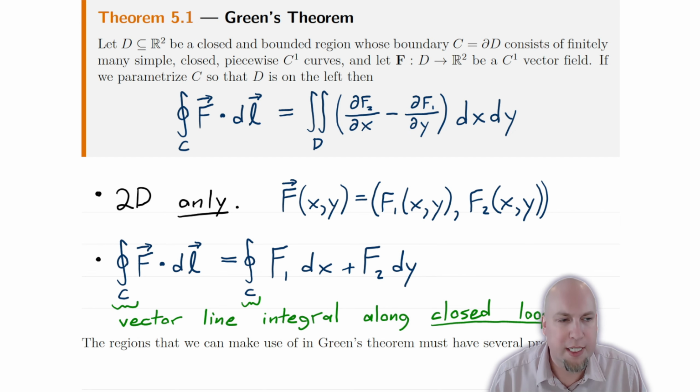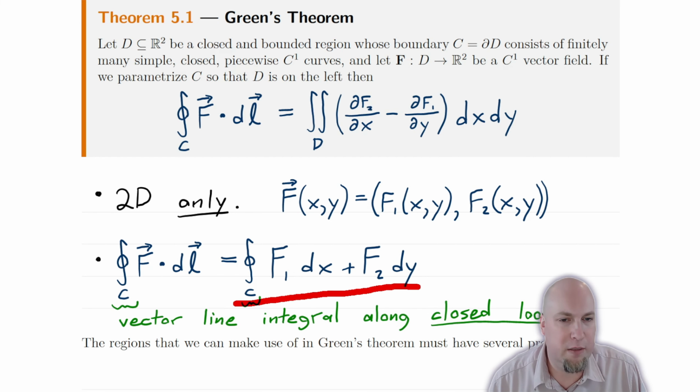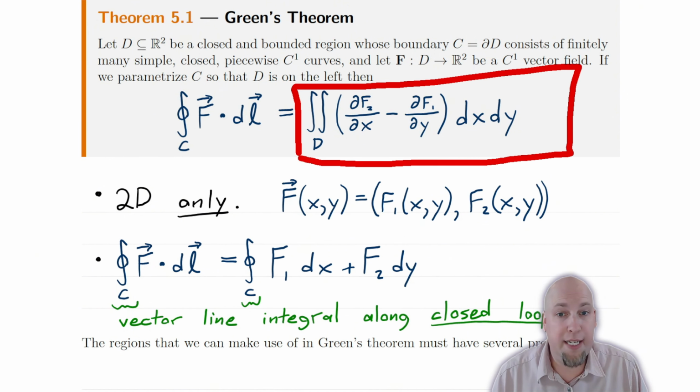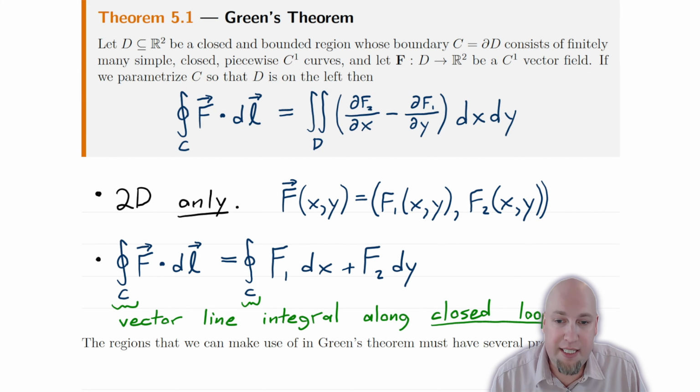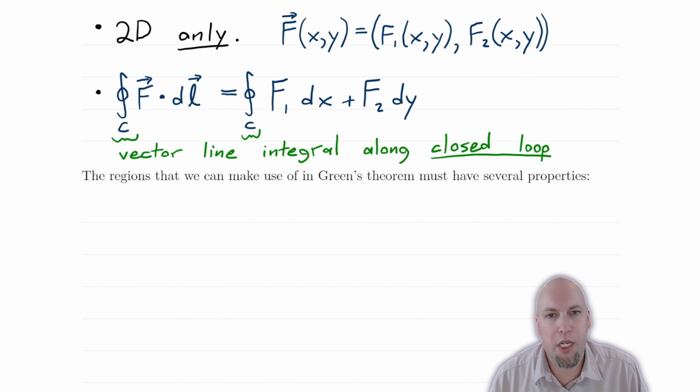Another point I want to make is, if you remember back to the previous lecture video, oftentimes we write vector line integrals in differential form, and this is what it looks like over here. So another way that you'll often see Green's theorem phrased is saying that this vector line integral equals this double integral. That's another way to say the exact same thing, because these two notations just mean the same thing as each other.